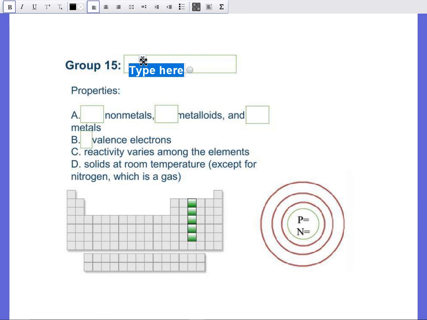Okay, group 15 is the nitrogen group. And the nitrogen group has 2 nonmetals, 2 metalloids, and 2 metals. It has 5 valence electrons. The reactivity varies among the elements. Anytime you have metals, metalloids, and nonmetals, you're going to see that. They're all solids at room temperature except for nitrogen.